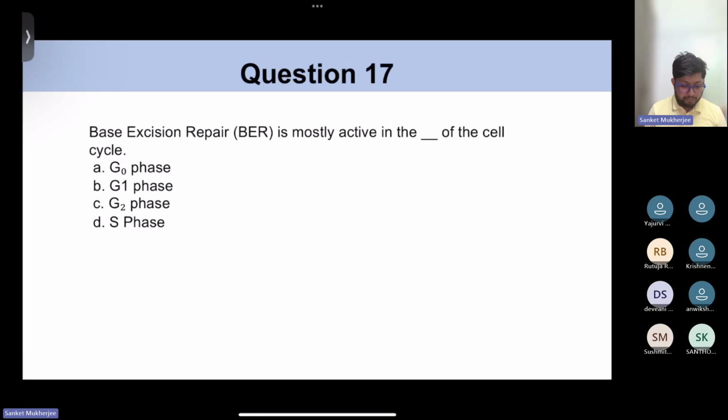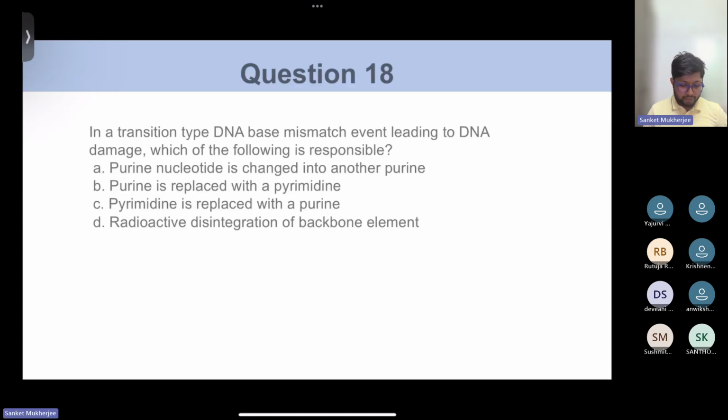Question number 17. Base excision repair is mostly active in which phase of the cell cycle? G0, G1, G2, or S? I think we talked about it today itself. G1 phase, not G0, it would be G1. G0 and G2 phase, G0, G1 was for, I think, translation synthesis and S phase as well. For base excision repair, these are the answers.